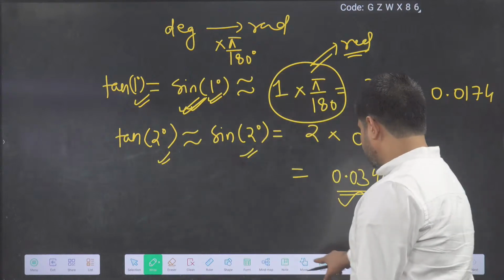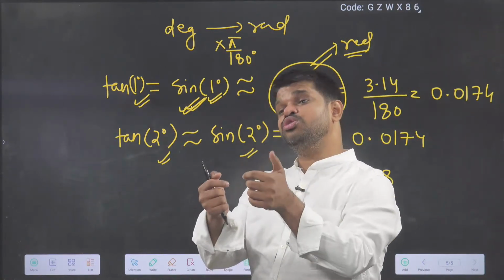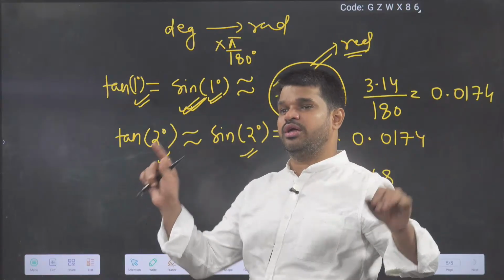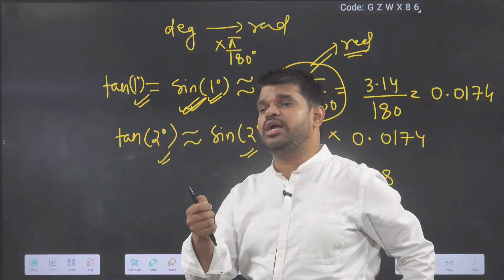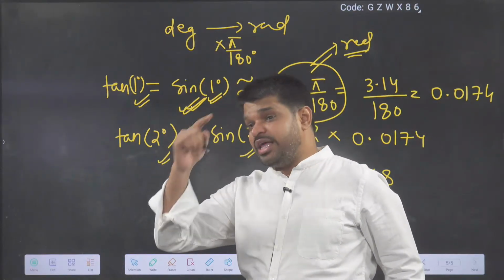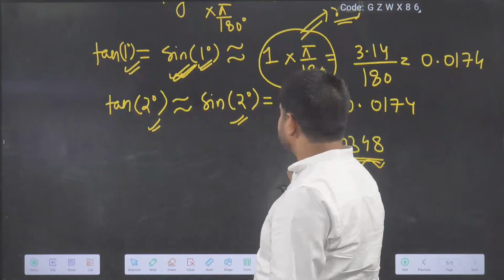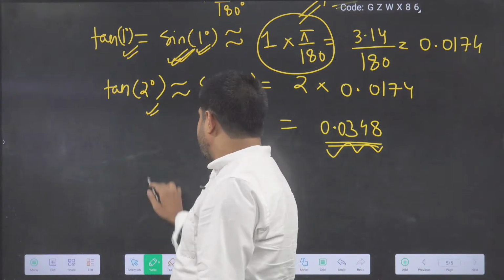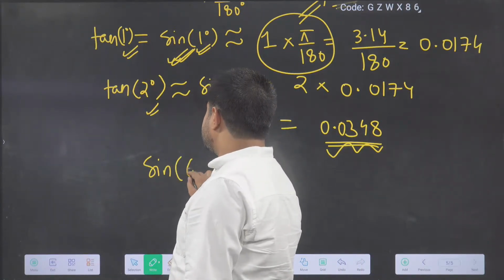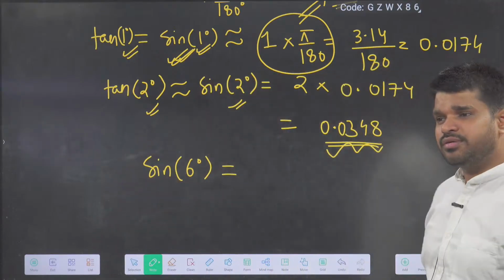Next question you will do. Don't use the internet. Use a calculator for calculation, or do manual calculation. Tell me the answer. Then check on the internet whether it is correct or not. Sine 6 degree. Don't use the internet. Apply the concept.